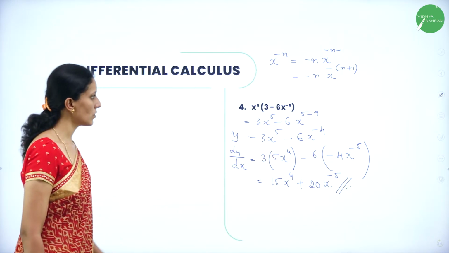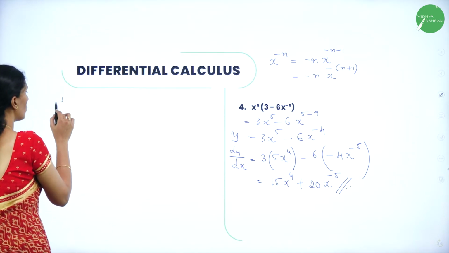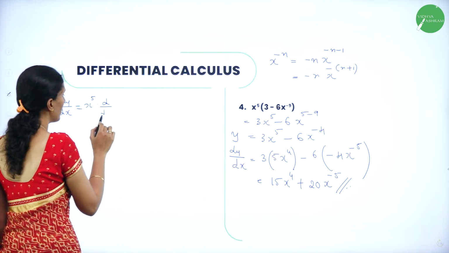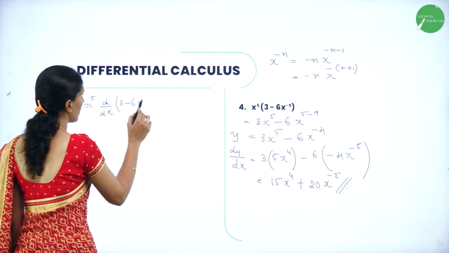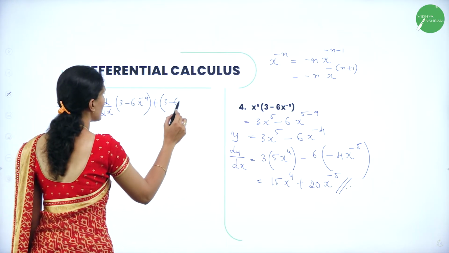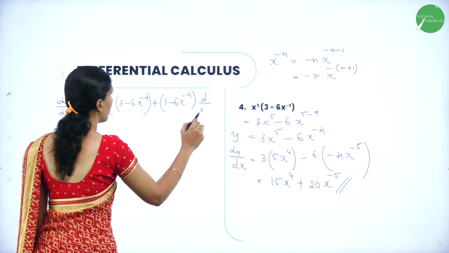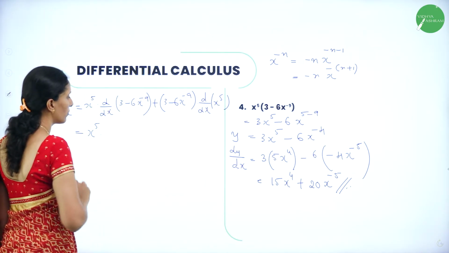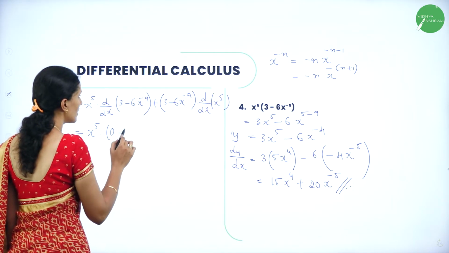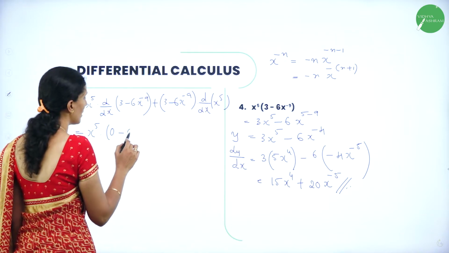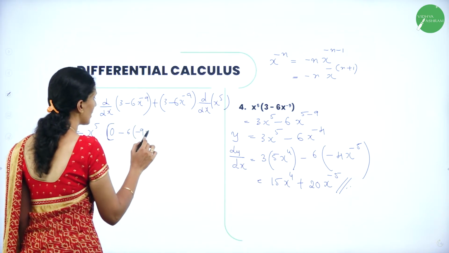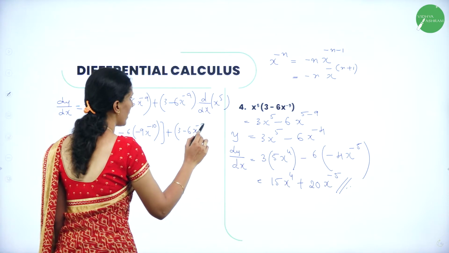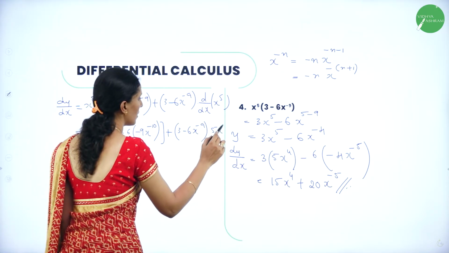So either you can do like this or you can apply the product rule. So product rule is dy by dx is first function into derive the second, that is 3 minus 6x to the power minus 9, plus 3 minus 6x to the power minus 9 into derive the first function, that is x power 5. So here you can write x power 5, derivative of 3 is 0 and here it is minus 6 into minus 9 x to the power minus 10, plus 3 minus 6x to the power minus 9 and here it is 5x to the power 4.